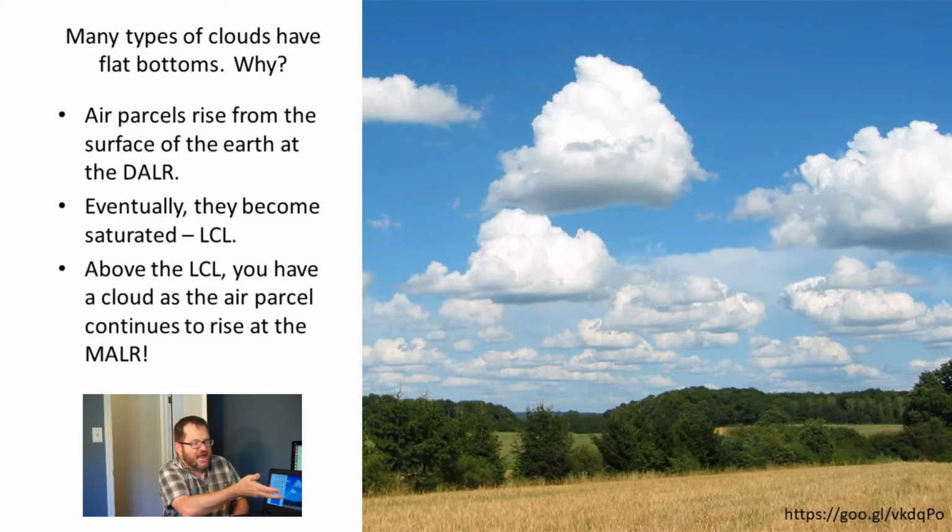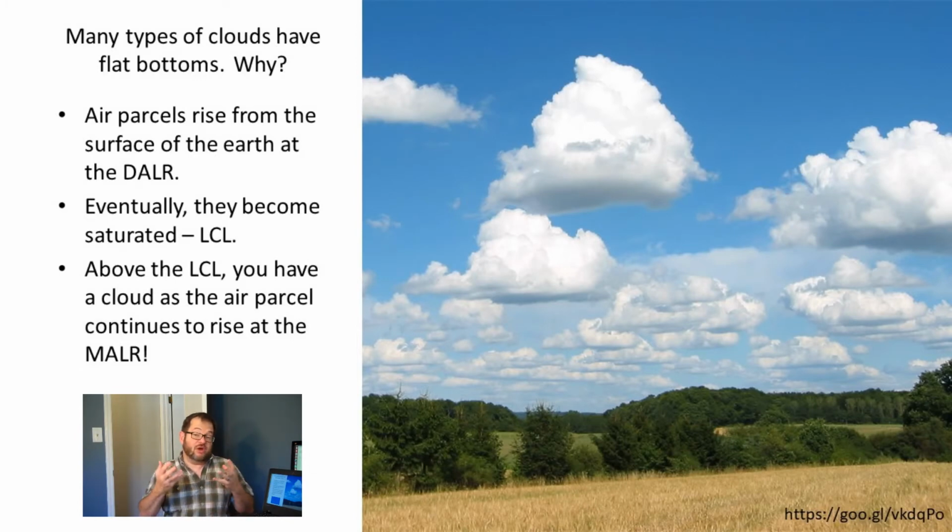On an ordinary day, when you just look outside at puffy cumulus clouds floating by, we'll learn more about types of clouds in a little bit. Most of these clouds have a flat bottom. That flat bottom is the lifted condensation level. When you see these low-level cumulus clouds on a sunny day, what's happening is air parcels near the surface are rising.